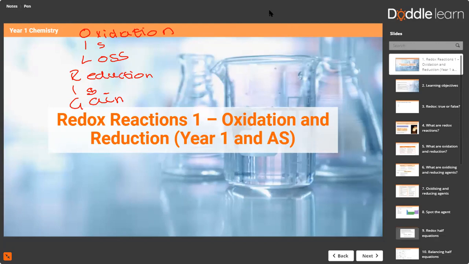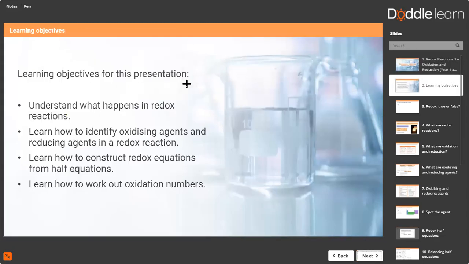So basically, that's what we're going to start off with: looking at redox reactions, just oxidation and reduction. It's a recap at the start and then getting a bit more into the next levels of what happens with redox at A level. I'm just going to try and move this bar. There we go.